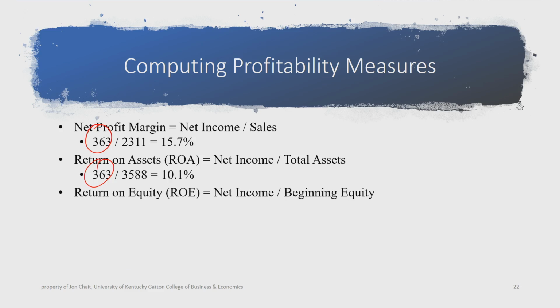Return on equity is, we use net income divided by beginning equity. So in our class, this is a hot debate among finance experts. Some people feel you should use ending equity. Some people feel you should use average equity. But in my class, we use beginning equity.